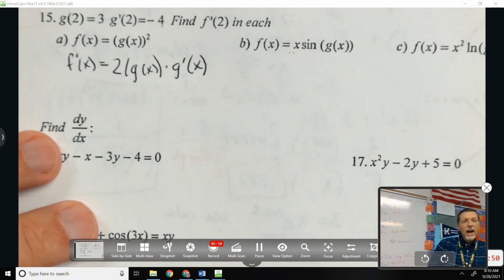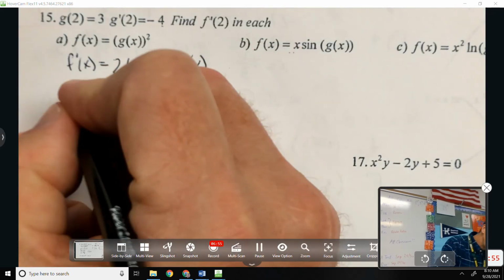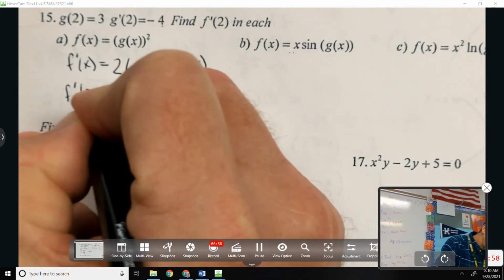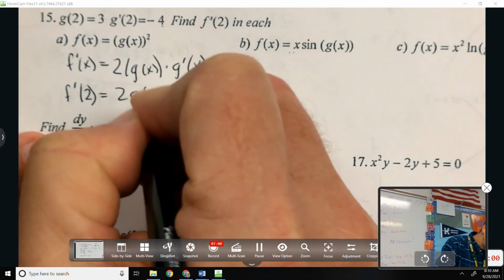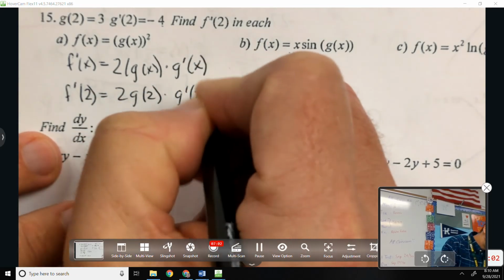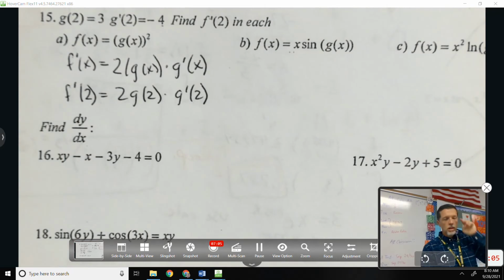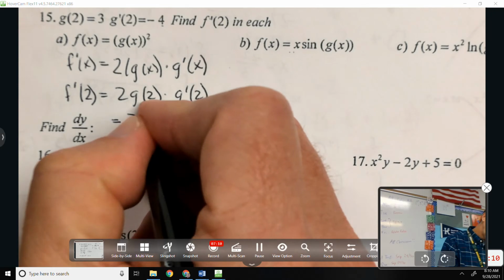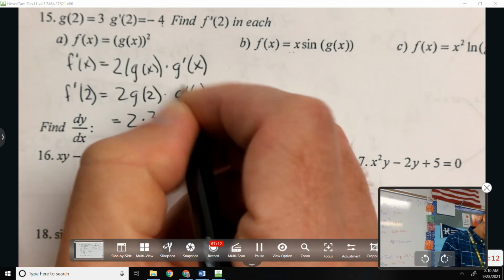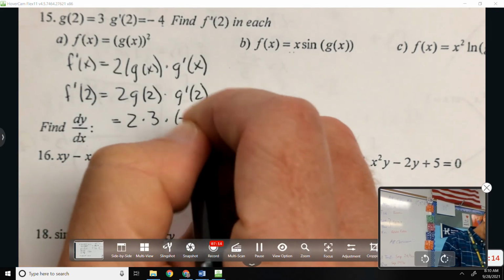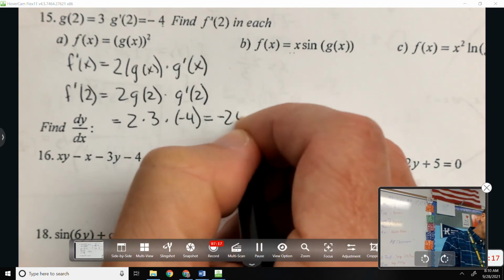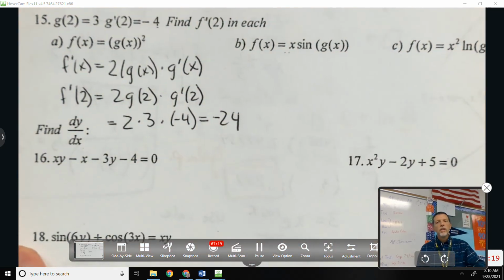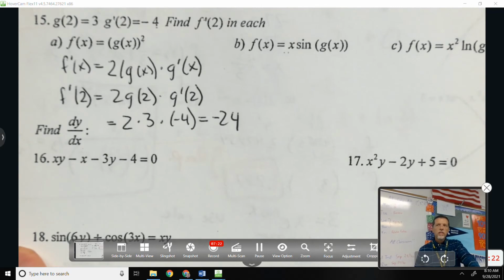Which is a little bit odd. I don't know what g is, but I do have some values. So f prime of 2 means plug 2 in for x. Two times g of 2 is 3. G prime of 2 is negative 4. So negative 24. So it's like just using the chain rule.